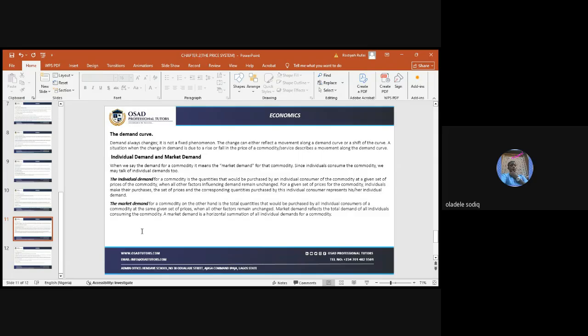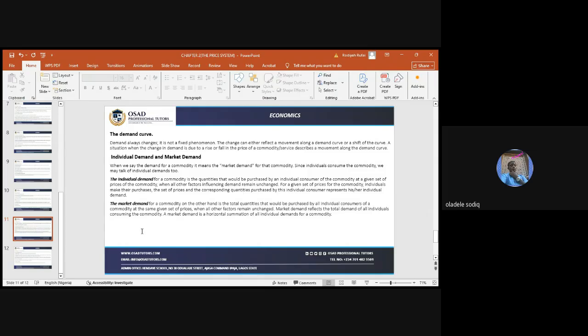I repeat again, a situation whereby a change in demand is as a result of what? Increase or decrease in price. That is what we call movement along the demand curve. Don't forget that there are many reasons why your demand for a product can change. Maybe price, maybe other factors, income of the consumer, whatever. But whenever the change is occurring as a result of an increase or decrease in price, that is the definition of movement along the demand curve.